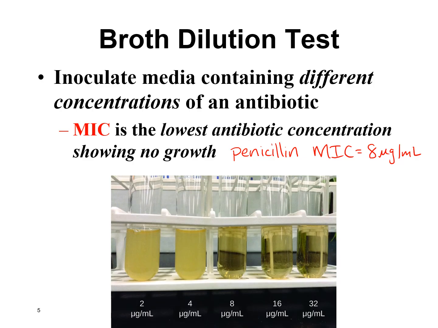But if you can't get above 8 micrograms per mil, above the MIC, at the site of the infection, then you would not choose penicillin to treat your infection. It's not going to work. So you've got to be above that MIC level for the antibiotic to work and get rid of the infection.